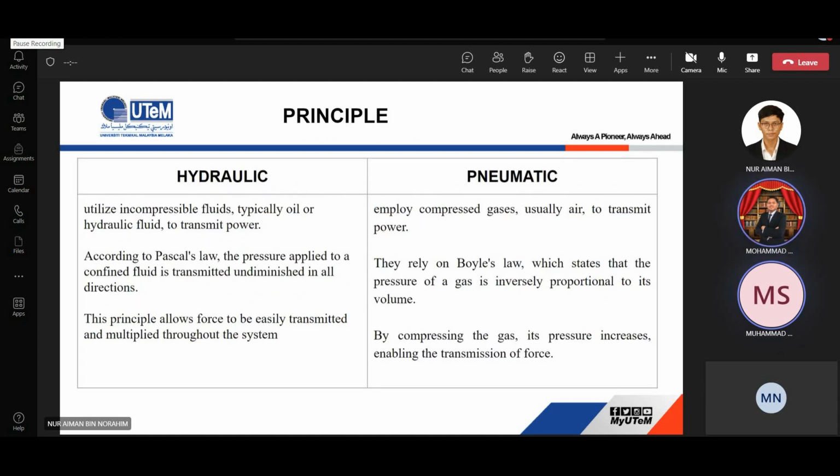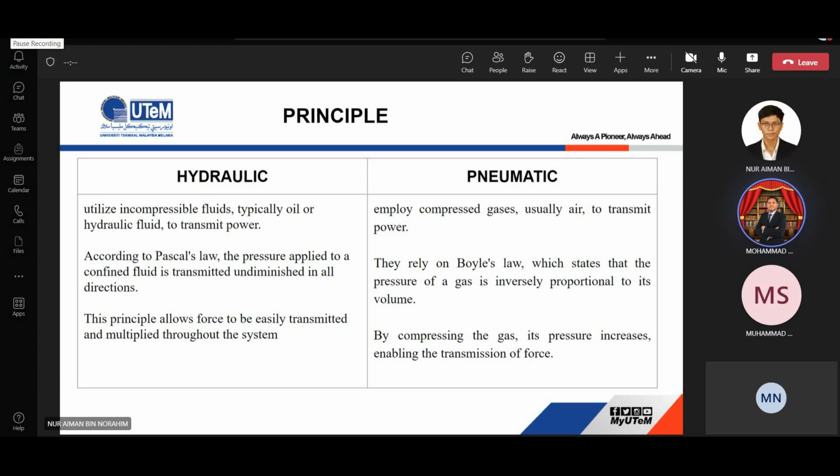Okay, for the principle. For the hydraulic, it utilizes an incompressible fluid, typically oil or hydraulic fluid, for transmitting power. According to Pascal's law, the pressure applied to a confined fluid is transmitted undiminished in all directions. This principle allows force to be easily transmitted throughout the system.